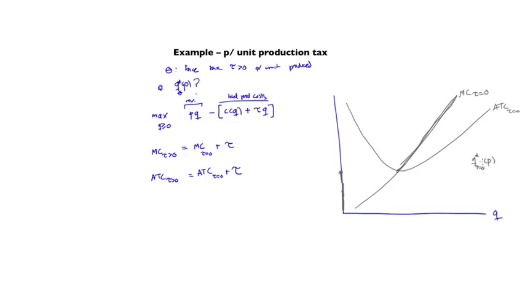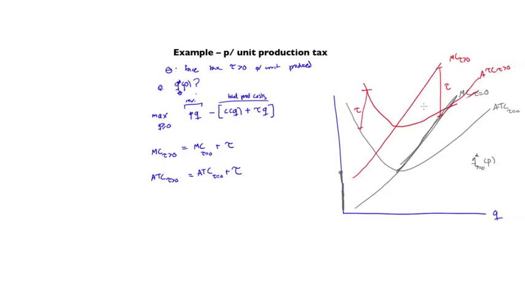Now what happens when we introduce the tax? I'm going to draw that in red. What happens is that the marginal cost curve has shifted up by tau everywhere. So this is marginal cost with tau greater than 0, and that's just a shift of tau everywhere. And the same thing for the average variable cost curve. So now it looks like this. Sorry, it's not perfectly drawn there. It's a constant shift of tau everywhere. And this is the average total cost curve with tau greater than 0.